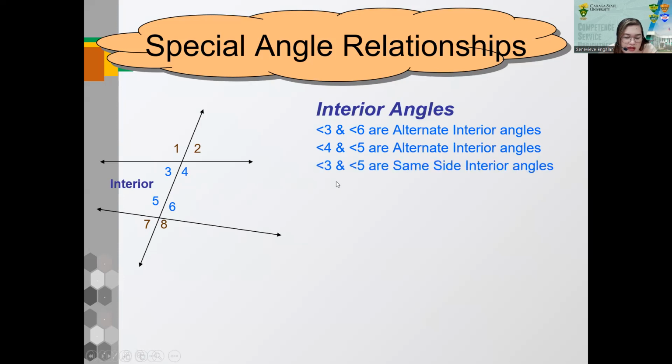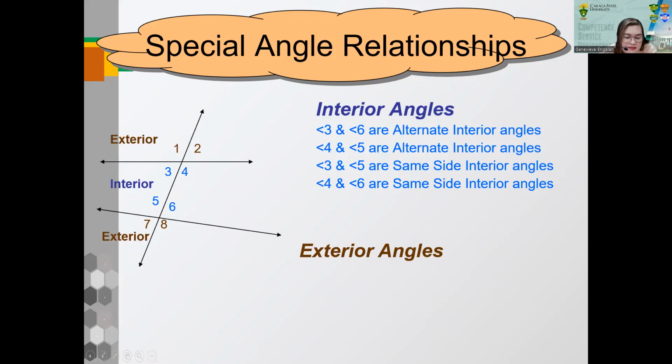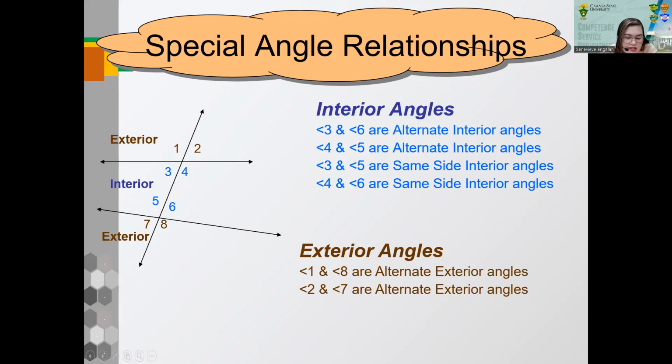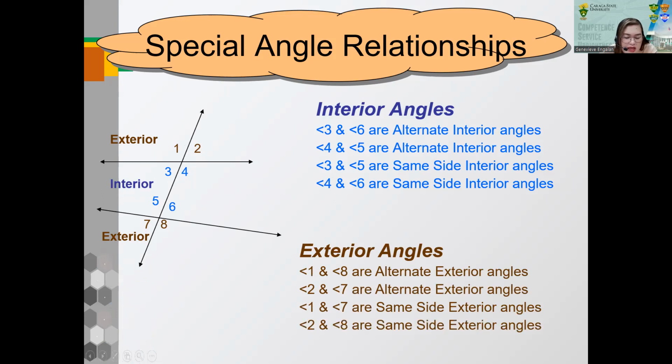And we also have 3 and 5 are same side interior angles. Kana siya. 3, 5, same side interior angles. And si 4 ug si 6, they are same side interior angles. The same side. Kana. Tapos, we also have exterior angles. Kana si 1 ug si 8, they are alternate exterior angles. Tapos si 2 ug si 7, they are also alternate exterior angles. Napud tay angles on the same side. So 1 and 7 are same side exterior angles. And si 2 and si 8 are also same side exterior angles.